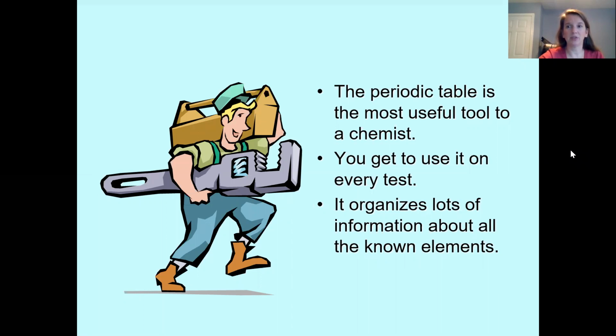Okay, so first off, why are we looking at the periodic table? Well, the periodic table is a really useful tool for us. It has tons of information on it. It helps us to predict patterns and compare elements. It has our atomic numbers and our atomic masses that we're going to be using all throughout the year. So it's going to be really important for us to get to know this periodic table really well.